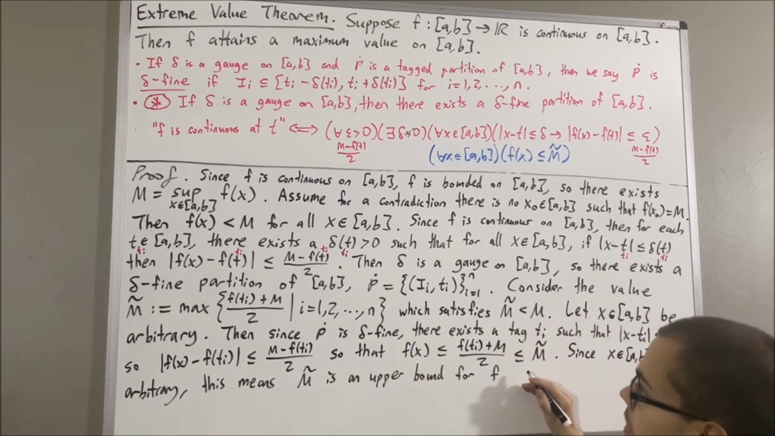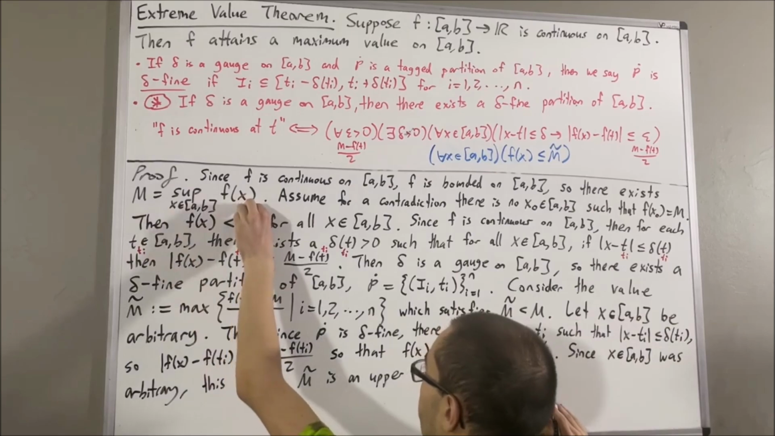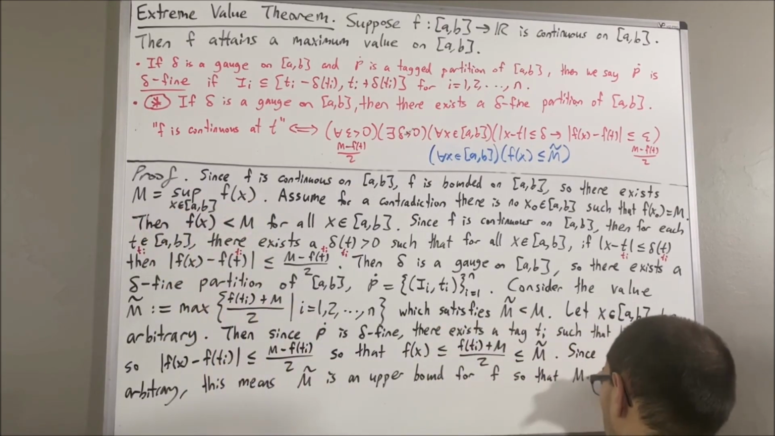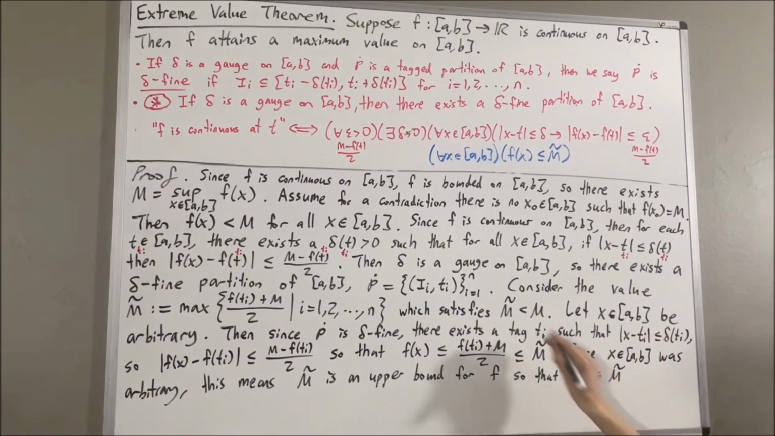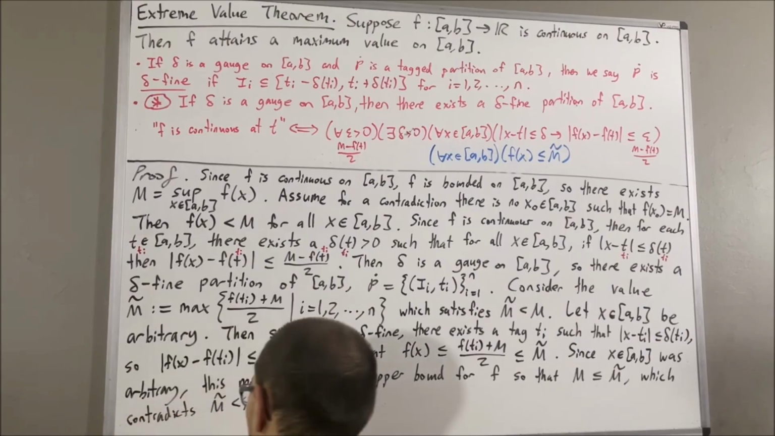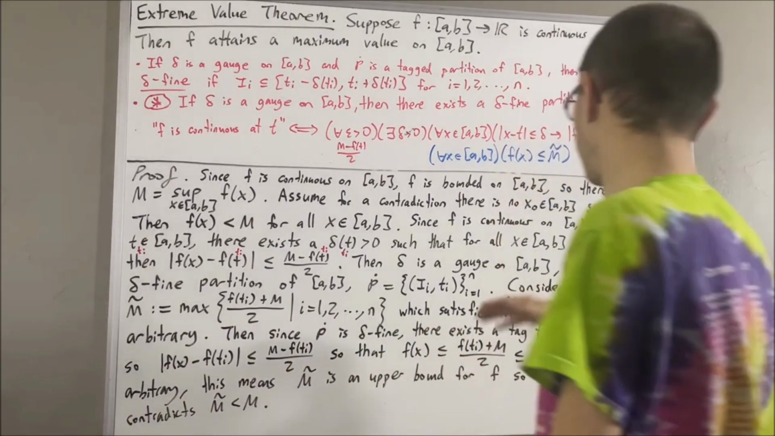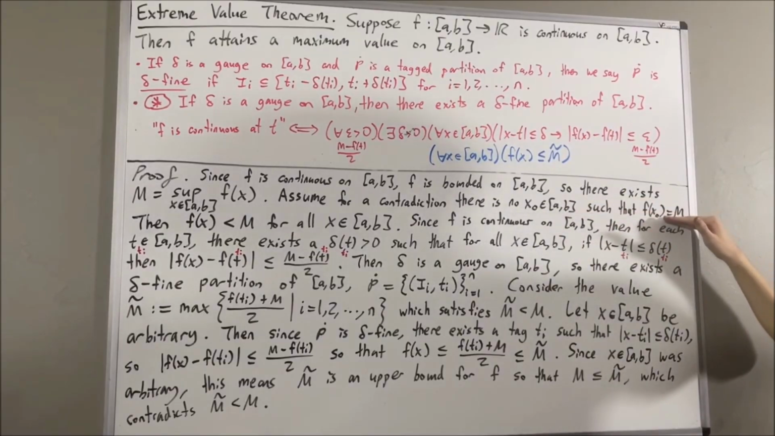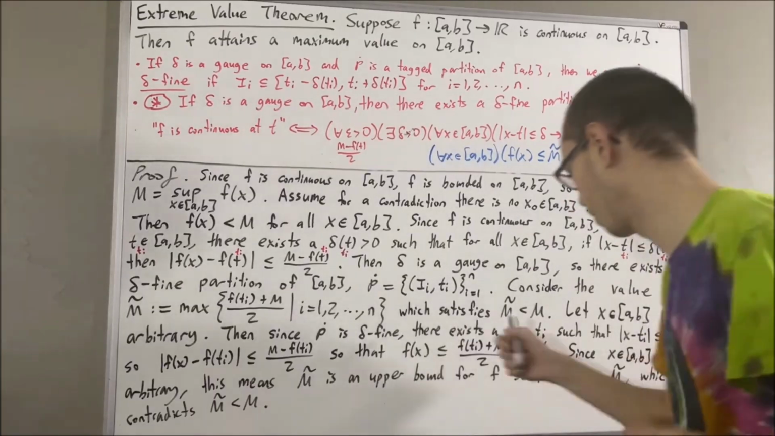But then, since m is the least upper bound for the output values of f, then m must be less than or equal to m tilde. But that contradicts the fact that m tilde is less than m. Our assumption that m is not an output value of the function f led us to a contradiction. Therefore, m must be some output value of the function f.